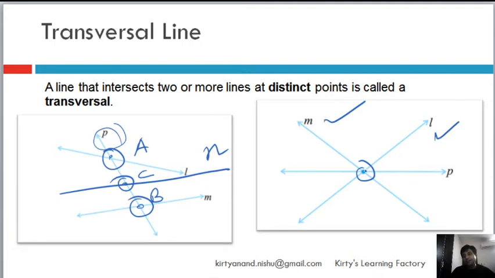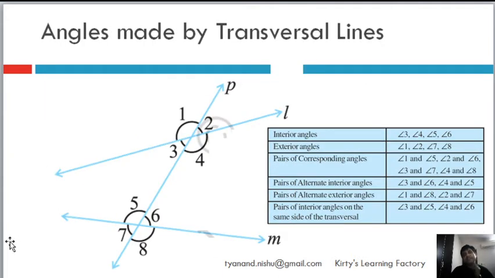And line P is not cutting or intersecting L and M at different points. If line P was drawn like this, then it would have cut M here and L here at two different points, and then it would have become a transversal, but not here. So this is not an example of a transversal line. This is an example of a transversal. Okay, so we have to go with the concept clear. We have to be clear in concept.